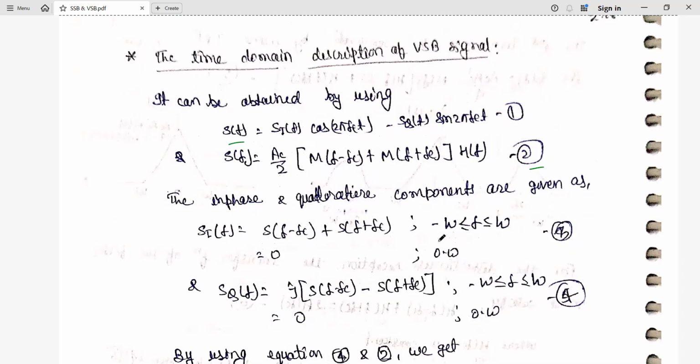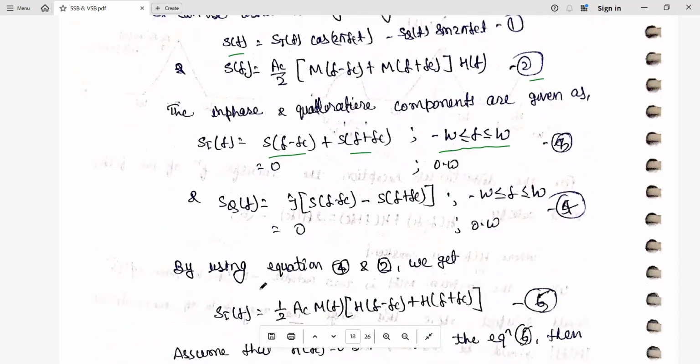This baseband signal has a range only in minus W to plus W. So here the in-phase component is given as S of f minus fc plus S of f plus fc, and in the remaining place, what is it? Zero. Similarly, the quadrature component, again in the same range minus W to plus W, is along the y-axis, the imaginary part. So we have S of f minus fc minus S of f plus fc. If you remember the case of SSB-SC, that is how we were able to obtain that response. On the basis of that, you are able to see this.